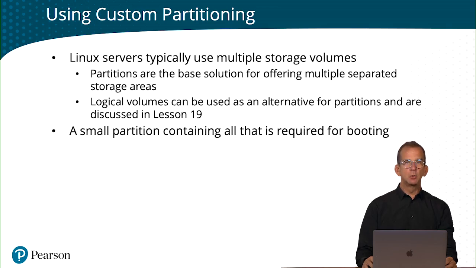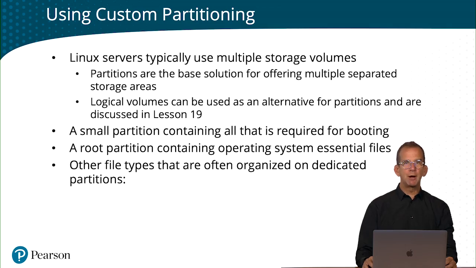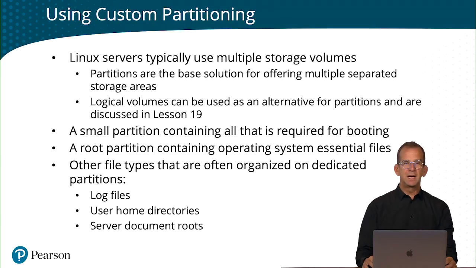Now, whatever you are doing, in most cases a small partition containing all that is required for booting is created, and a root partition, which contains the operating system, should be there. And other file types that are often organized on dedicated partitions are log files and user home directories and server document roots, and the location for container images and more. And the reason? Well, you just want them to be strictly separated from your core operating system.